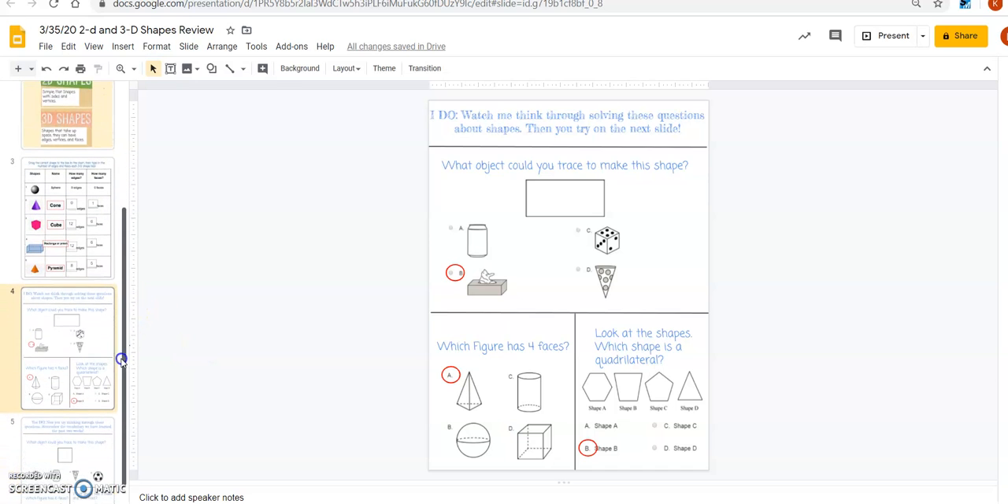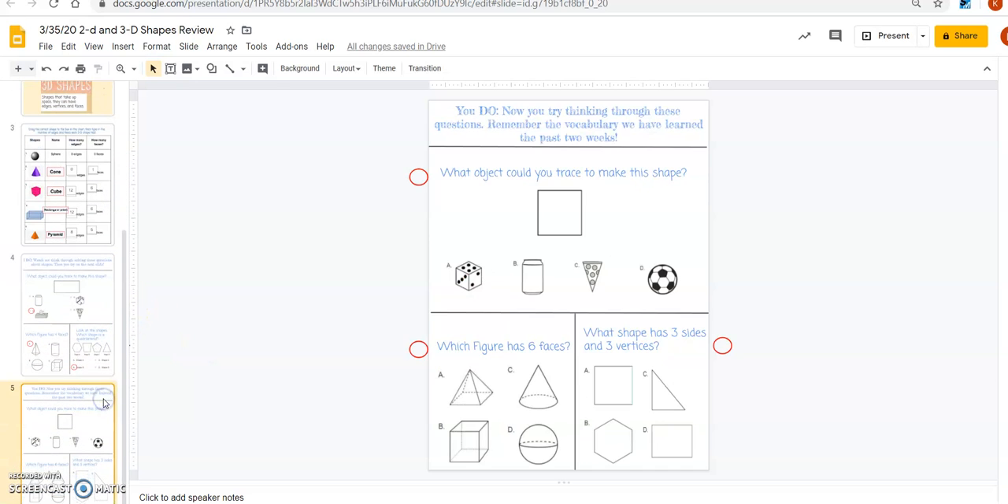Now it's your turn. When you go back to your e-class, you'll see a link to this activity. You are going to try thinking through these questions. Remember the vocabulary we have learned the past 2 weeks. So you're going to use all of the helpful tips I've given you to answer your questions and turn this assignment in when you are finished. Good luck, everyone.